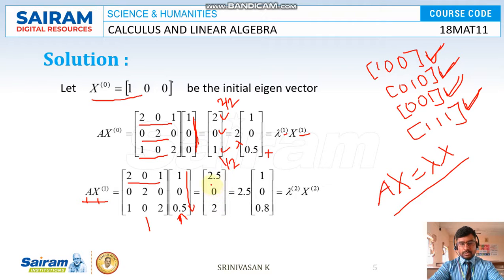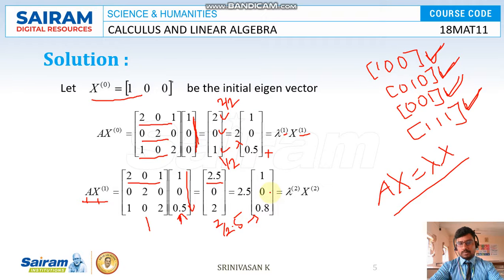Again, we have to choose the highest numerical value. Which is the highest numerical value? 2.5. So taking 2.5 outside, we get 2.5 into, this is 2.5 divided by 2.5, this is 0, and this is 2 divided by 2.5. Here we will get this one. So this is lambda power 2 and this is x power 2.